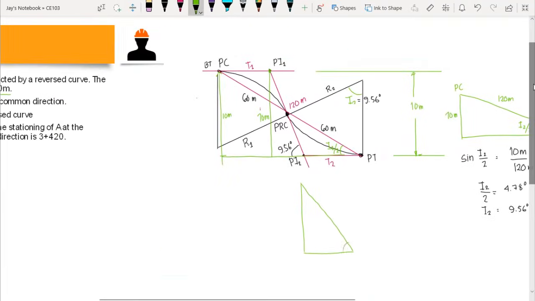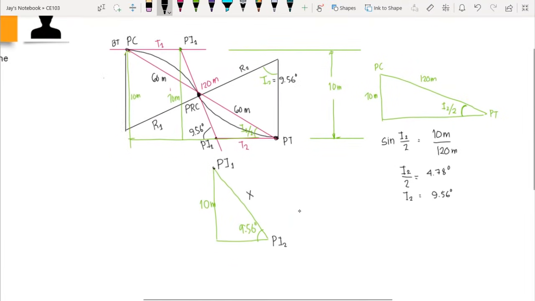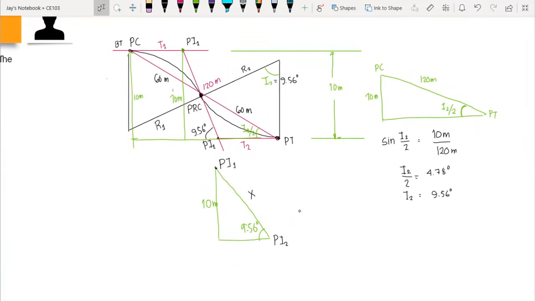in which the angle here is 9.56 degrees, and this vertical height here is 10 meters, and we do not know yet the length of the tangent connecting PI1 and PI2. Again, this is PI1 and this one is PI2. So our goal here is to compute for the value of x. So that would be our question letter A.